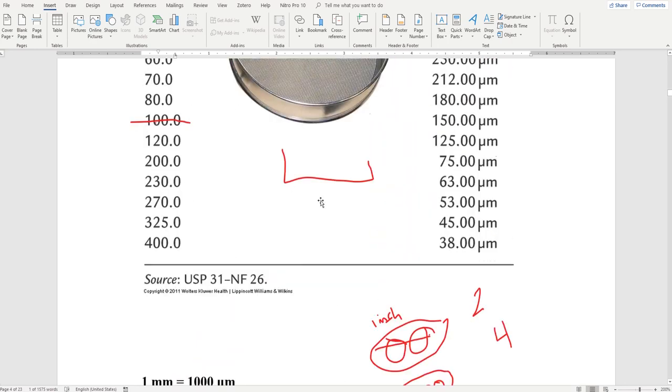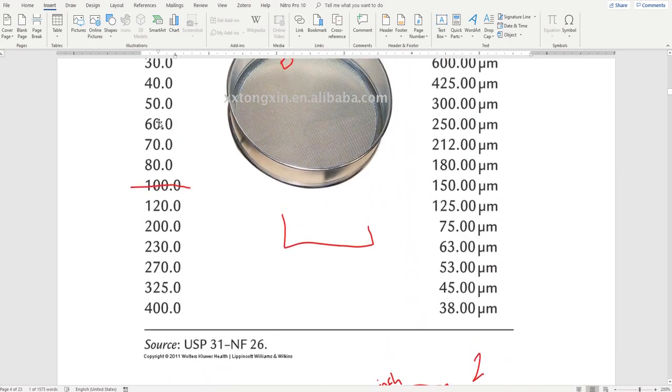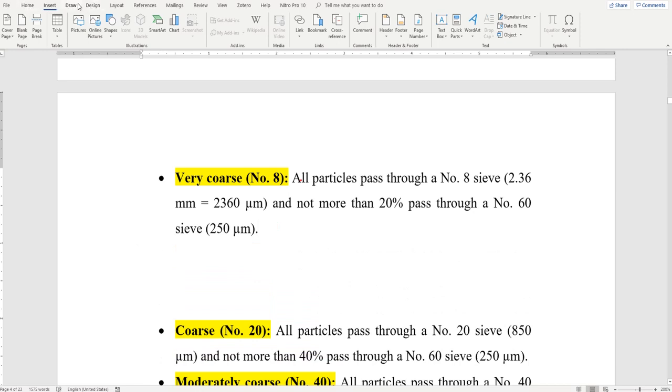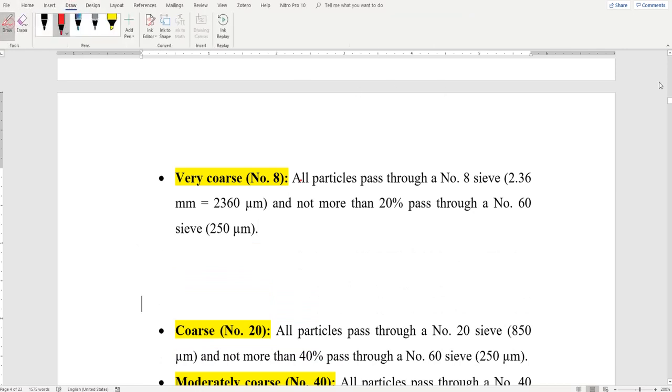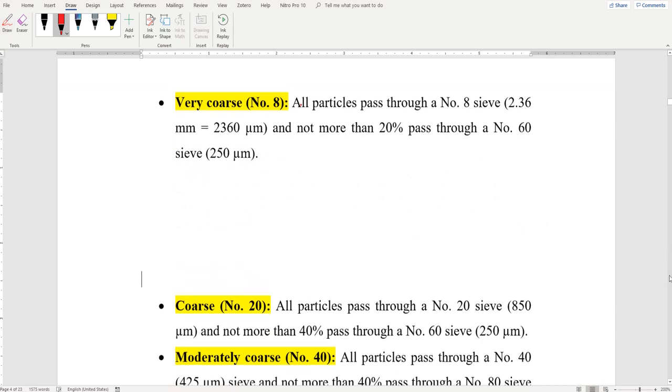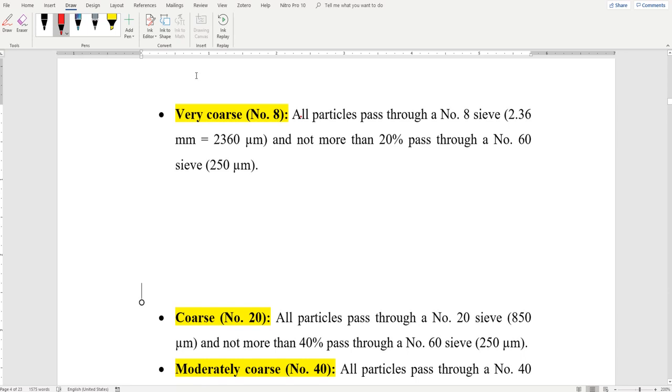So what is sieve number 60? Let's see here. Sieve number 60 is 250 micrometers. So I can tell the following. Suppose you have a sieve here, and there is another sieve, and you have a collector here. So now you have 3 sieves.